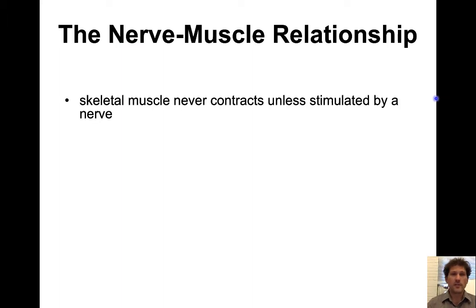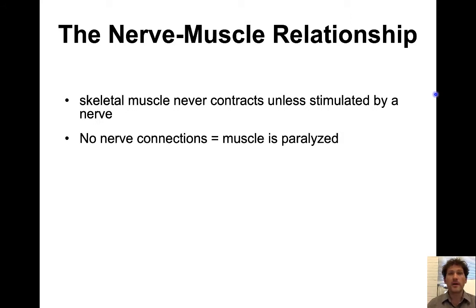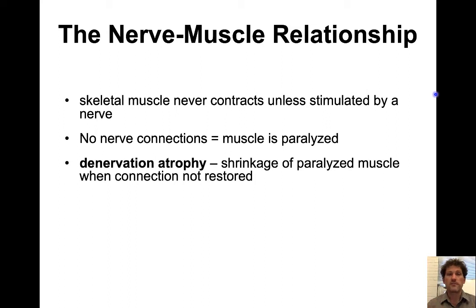Now, to remind you about a few things and to add some information onto what we already know about muscles: skeletal muscle will not contract unless it's stimulated by the nerve. Remember that muscle is excitable, and so we need some kind of electrical signal to stimulate it. If there are no nerve connections, then that muscle is paralyzed and won't work, and we can call that denervation atrophy. Basically, when that nerve connection is not working, that muscle isn't used, and that muscle will then shrink. If you remember the term atrophy, we went over that way back at the beginning of Unit 2.